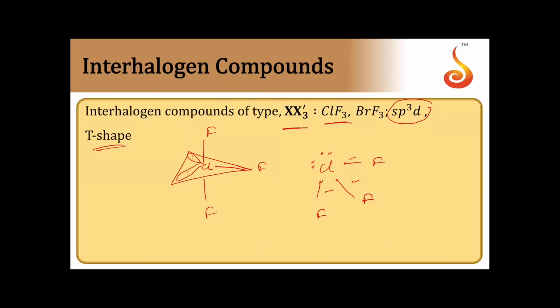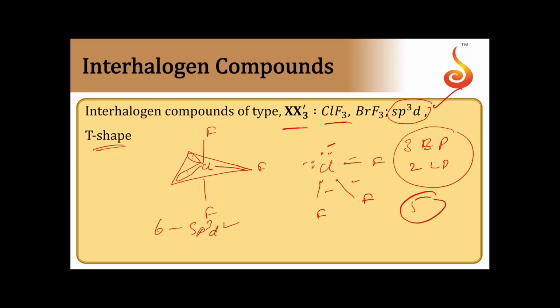Means we have here 3 bond pairs and 2 lone pairs left. So it has 3 bond pairs and 2 lone pairs, and the total number of pairs is 5. If we have 5 pairs, that will be sp3d hybridization. 6 pairs stands for sp3d2. 4 pairs will stand for sp3 hybridization. That way we can find hybridization and structure.